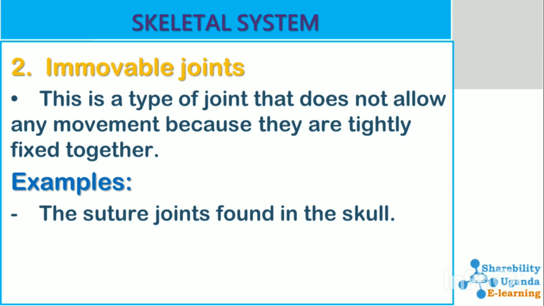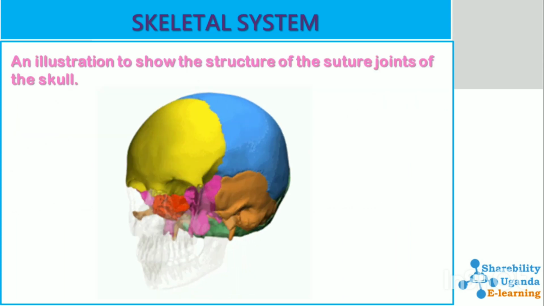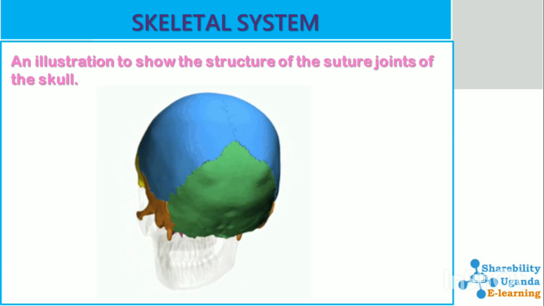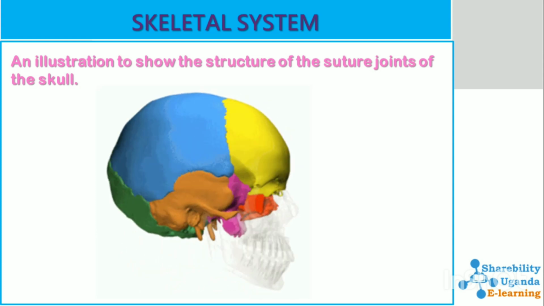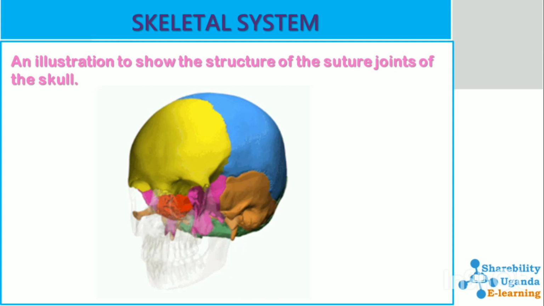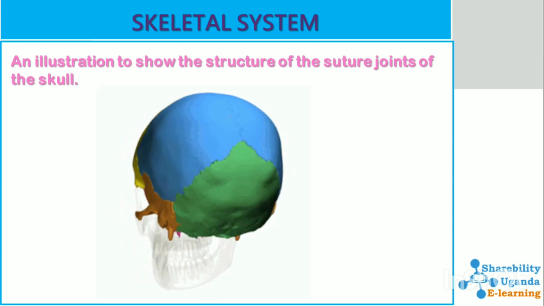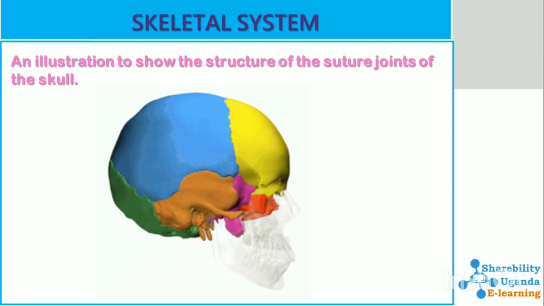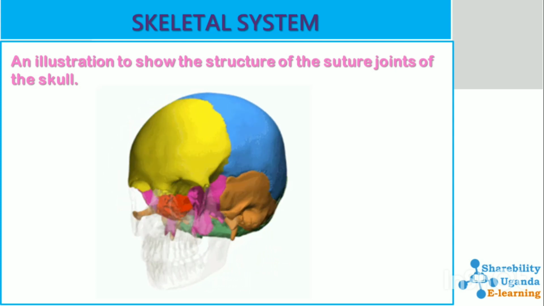And lastly, let us look at what we call the immovable joints, as we defined them earlier, as the joints that do not make any movements and are tightly fixed together. They include the suture joints found in the skull in our heads. Those are the suture joints in our skull fixed together, making no movement at all.